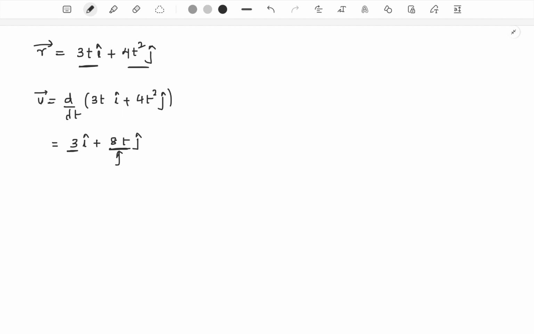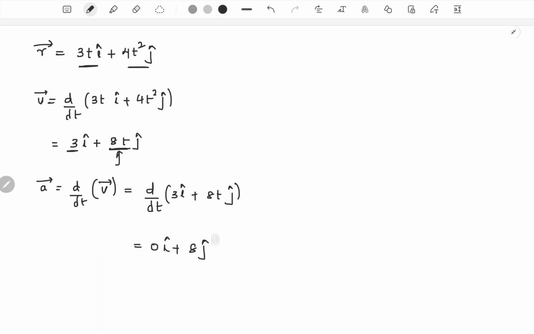So if I differentiate this once again, I would get acceleration. So acceleration is equal to d by dt of v bar, which would be, if you differentiate once again, d by dt of 3 as a constant quantity, so you would get 0 i cap, plus d by dt of 8t j cap, which would be 8 j cap. So your acceleration has only a y component, and the x component of acceleration is 0.